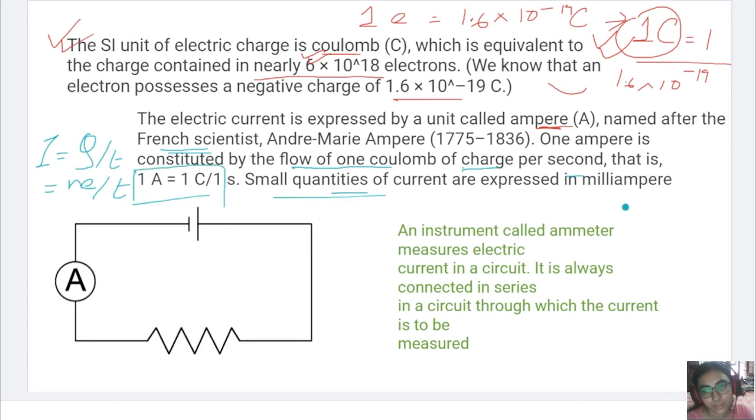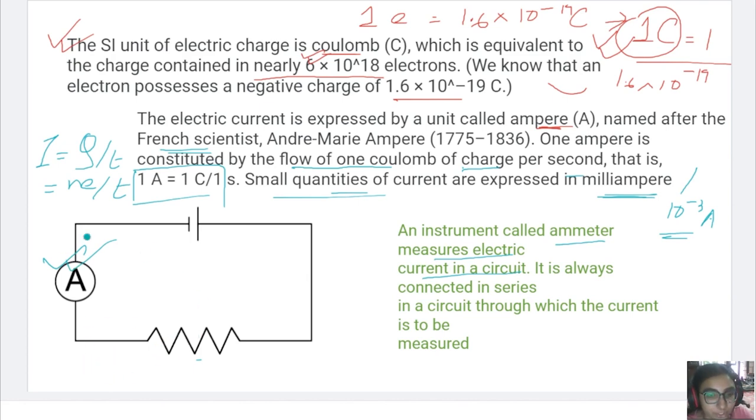Small quantities can also be calculated in milliampere. So this is nothing but milliampere, which is 10 to the power minus 3 ampere. Okay. An instrument called an ammeter measures electric current in a circuit, like how much current is flowing through it is measured by this device called an ammeter.